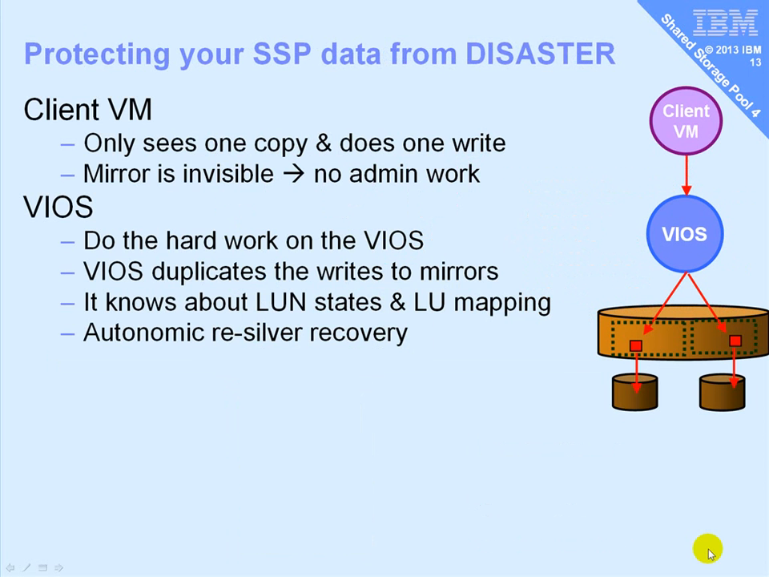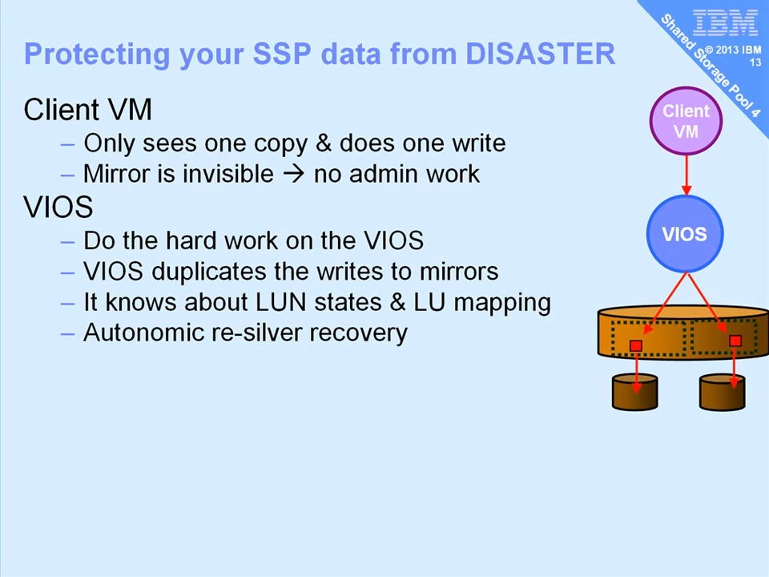So now let's turn to pool mirroring and failure groups and how do they work. Well, the client VM is only going to see one copy of the disk. It does one write. The mirror is completely invisible to it. It means there's no admin work to do on the hundreds of clients. Really good move to keep the manpower down. The VIO server will do all the hard work. It will actually do the I/O to the two copies of the mirror.